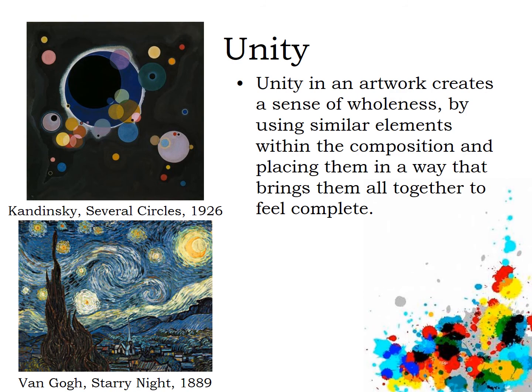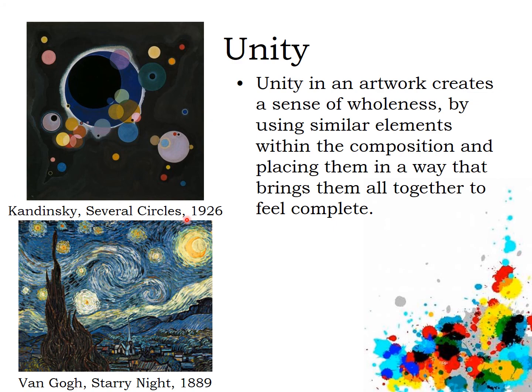All right, last one, unity. Unity is artwork that creates a sense of wholeness by using similar elements within the composition and placing them in a way that brings them all together to feel complete. So pretty much unity is just making things feel like they all go together. Take a look at this artwork over here. How does Kandinsky create unity in this work with the circles?